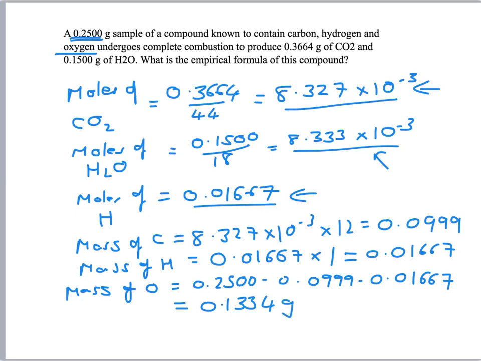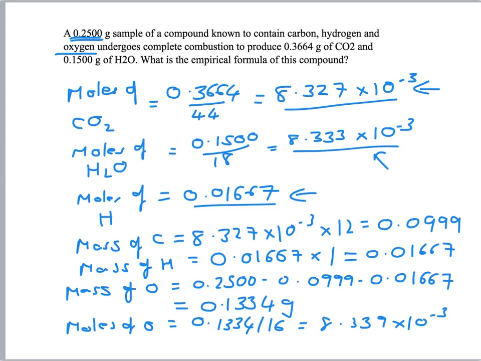So I now need to put all this together to work out my empirical formula. Now I know my mass of oxygen, I can work out my moles of oxygen, which is going to equal 0.1334 divided by my molar mass of oxygen, which is 16. So let's do that. And that comes to 8.339 times 10 to the minus 3.